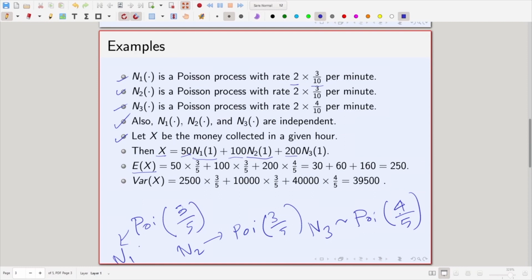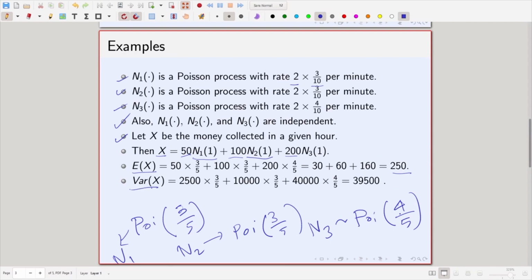And we know for a Poisson random variable the mean is equal to its rate or parameter. So, it will be 50 times 3 by 5 plus 100 times 3 by 5 plus 200 times 4 by 5, and finally you get it to be 250. Fine. So, this calculation you can easily do.